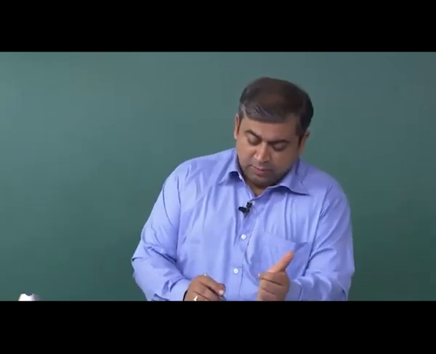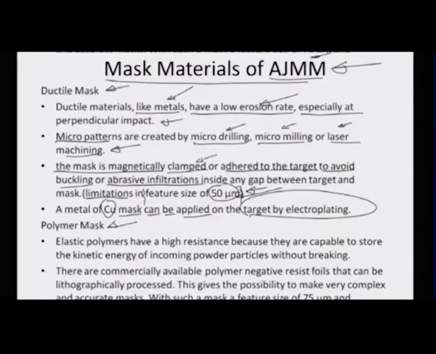When we talk about polymer masks, preferably elastic polymers need to be used, because they will have a high resistance, being able to store more kinetic energy of the incoming powder particles without causing any brittle fracture or breaking. Typically something like polydimethylsiloxane, which is a highly viscoelastic material that is well structured and well patterned, can be used for the abrasive jet machining process, and the correct thickness and the correct sizes of course need to be defined in that particular polymeric membrane.